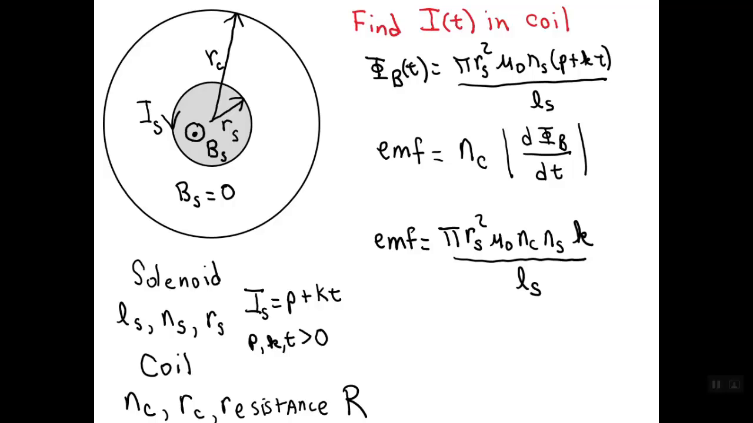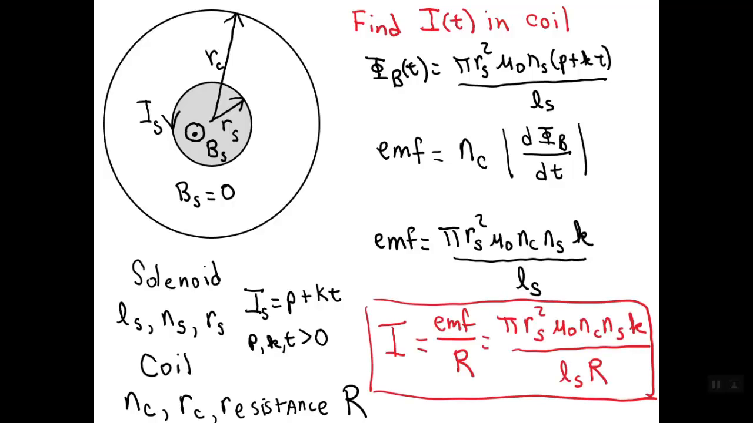We can now find our final result, the induced current I in the coil. That's just the EMF divided by the resistance R. And here it is. The direction of the current I in the coil is found using Lenz's law.